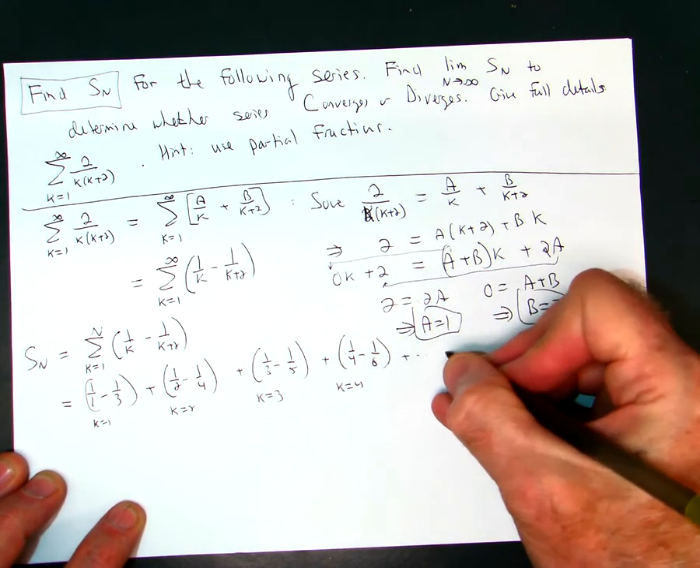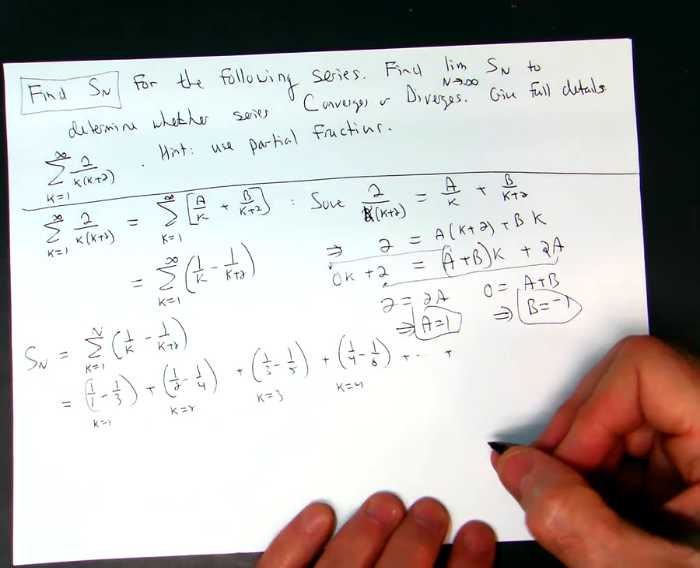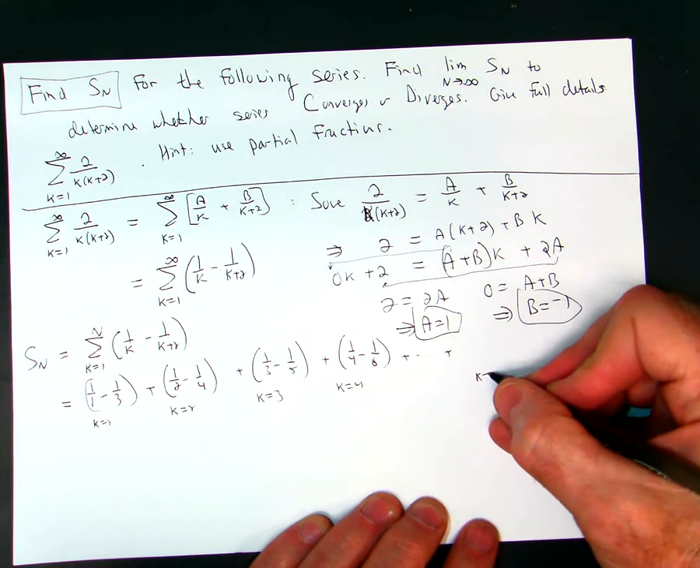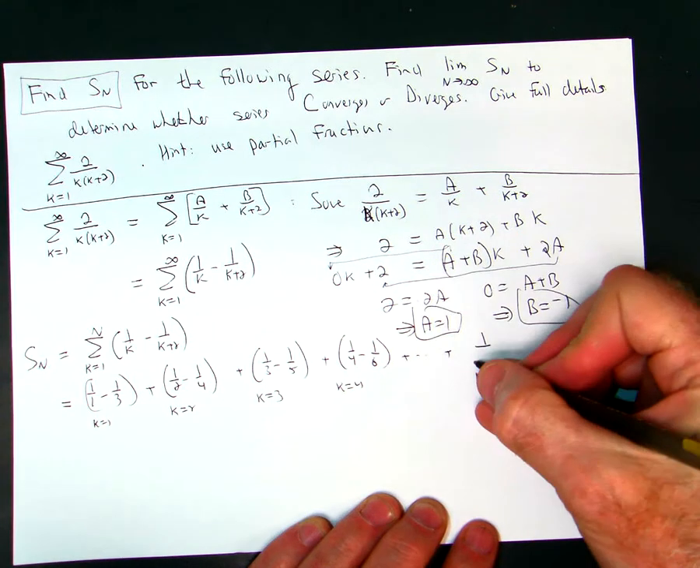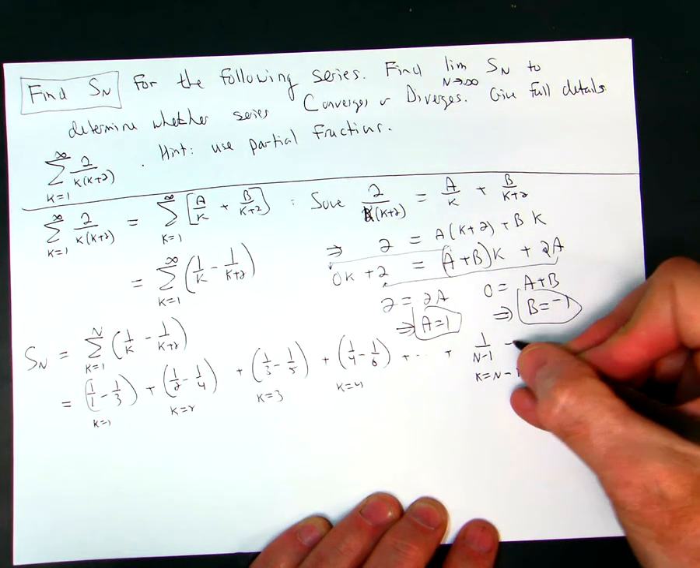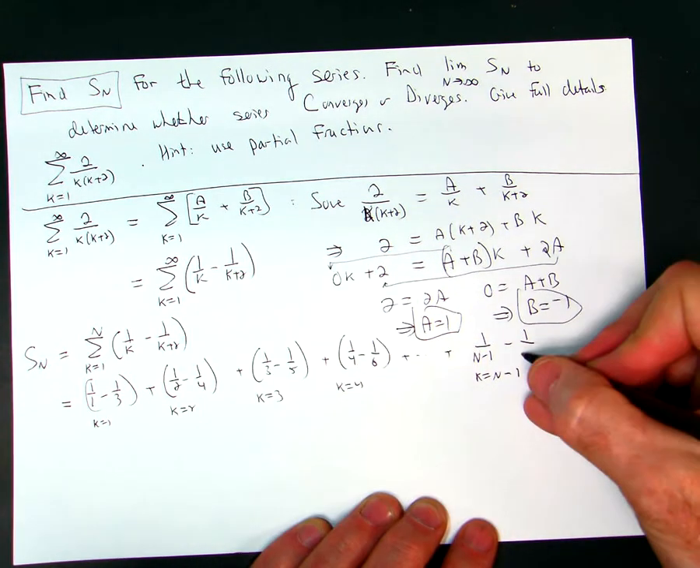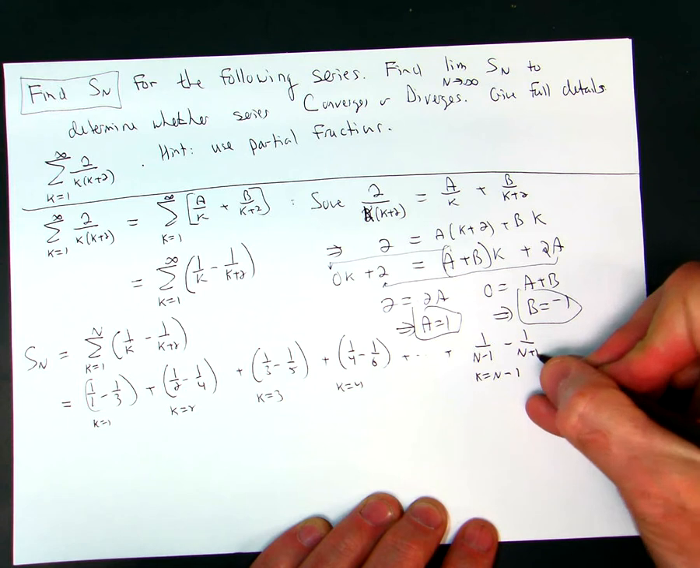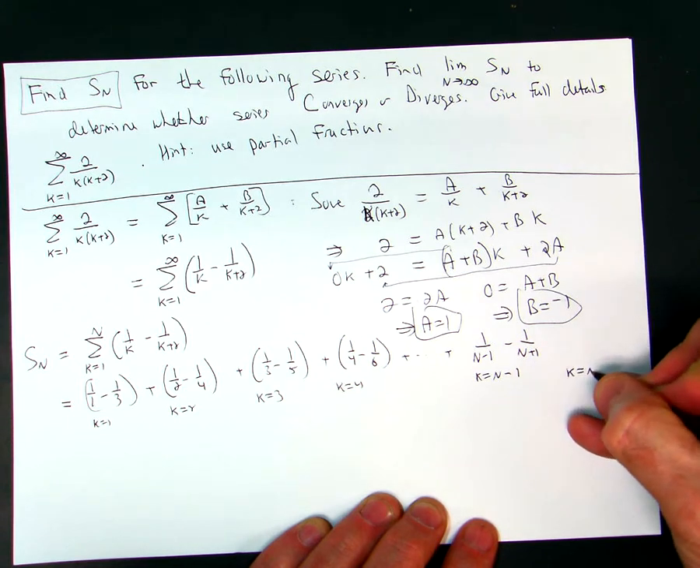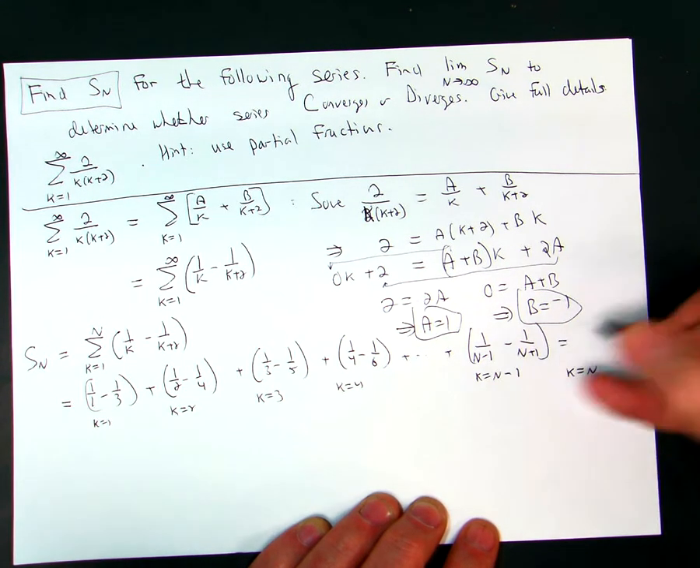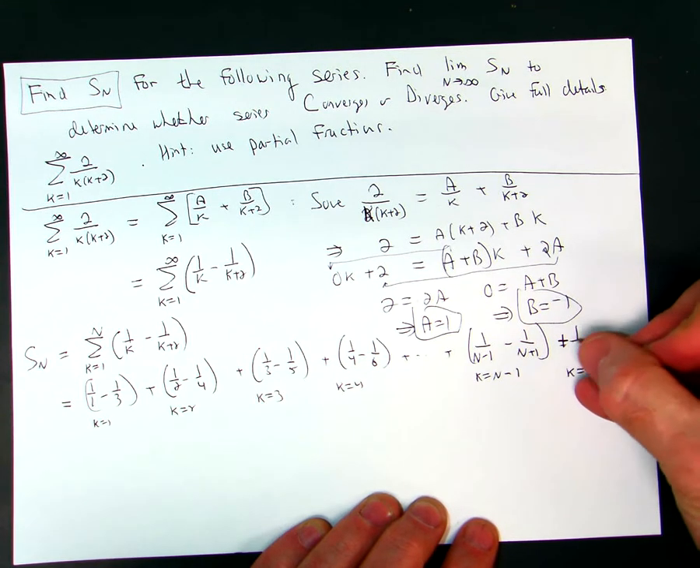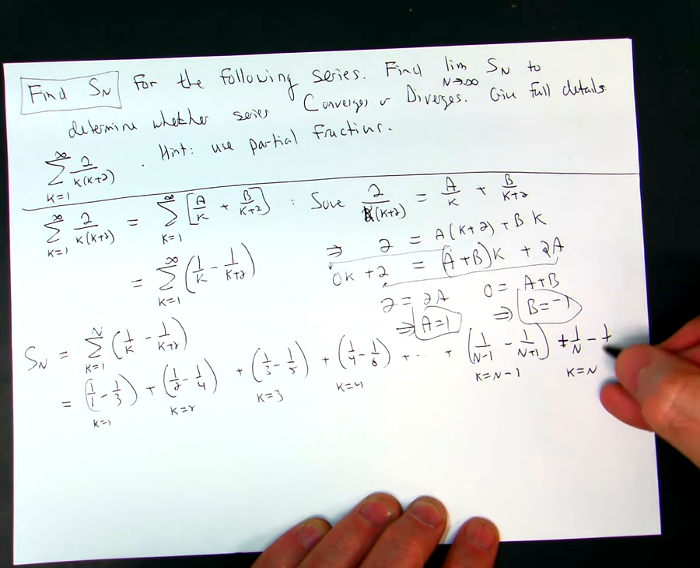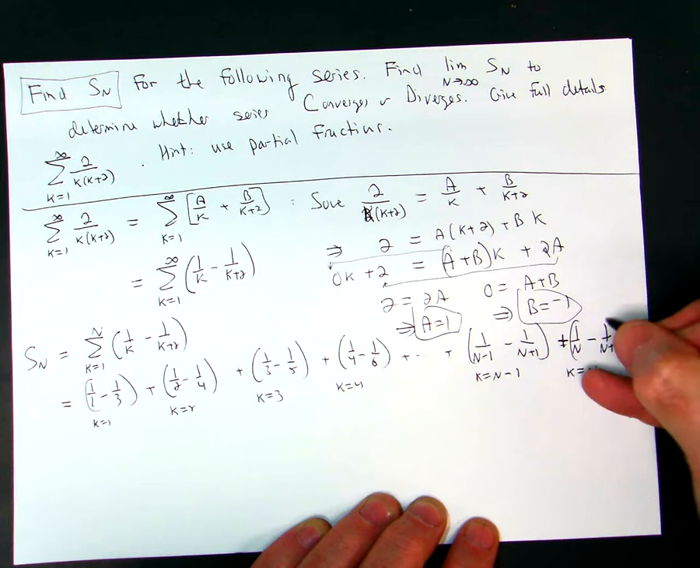And I go on. What I'm going to do is write down the last two terms. I'm going to write k is equal to n minus 1. I get 1 over n minus 1 minus 1 over n minus 1 plus 2, so it's going to be n plus 1. And then finally my last one, I get 1 over n, oops, that should be a plus, minus 1 over n plus 2. So that's my Sn.